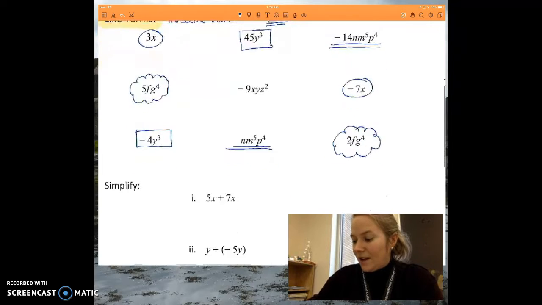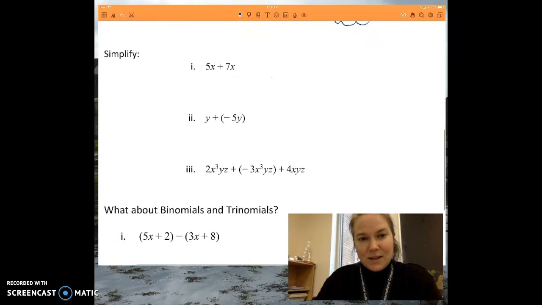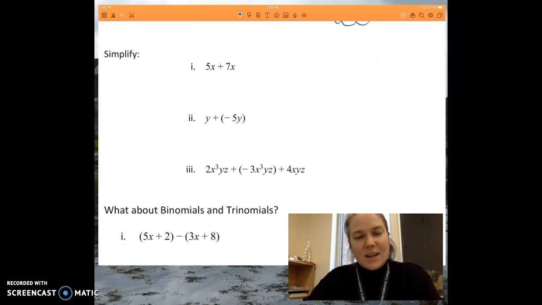So let's see how we apply this in practice. Now, we're going to simplify, and simplify means we take it to its simplest form, as opposed to evaluate, which means we have to have a numerical answer. So be careful when you're answering questions, look for what the instruction tells you. So in this case, we're simplifying. And let's look at 5x plus 7x. Are they like terms? Yes, they are like terms. That's great. That means that we are able to add and subtract them together.